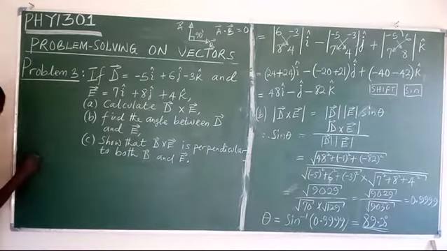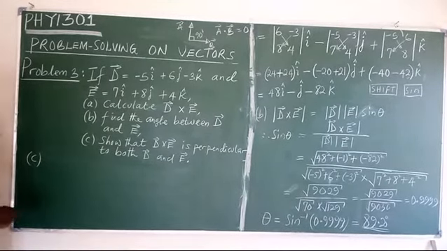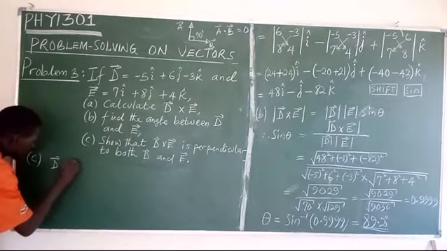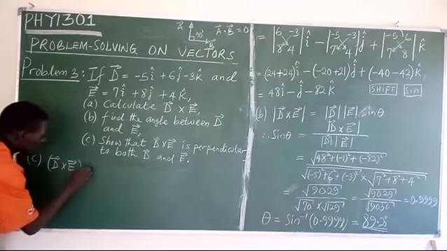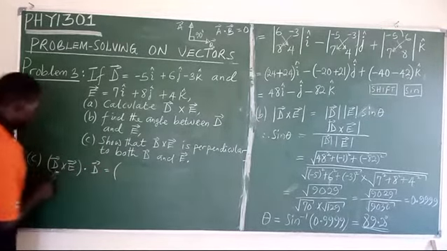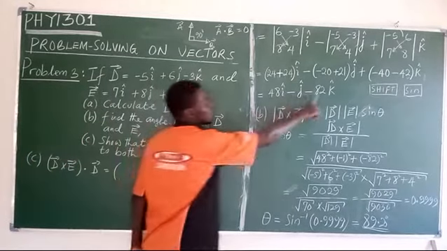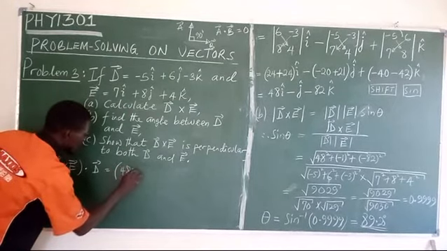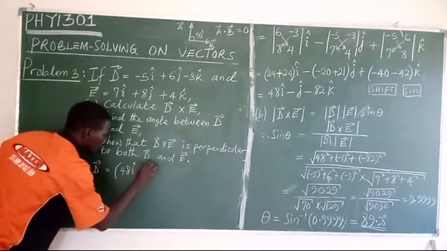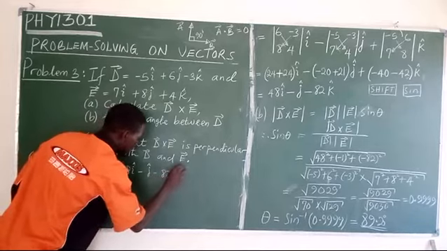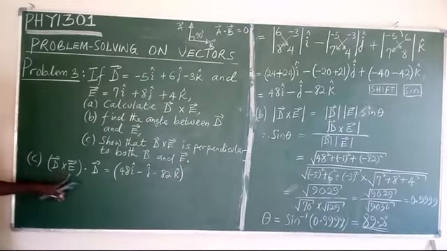For C, we said D cross E dot D. We start with this one, and this is equal to our D cross E. This is what we obtain for D cross E. So we open a bracket and say 48 I hat minus J hat minus 82 K hat, close bracket. That's our D cross E.